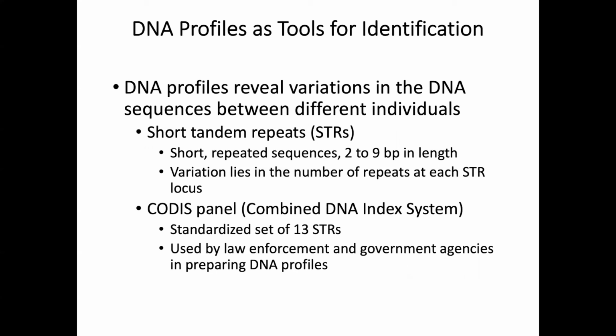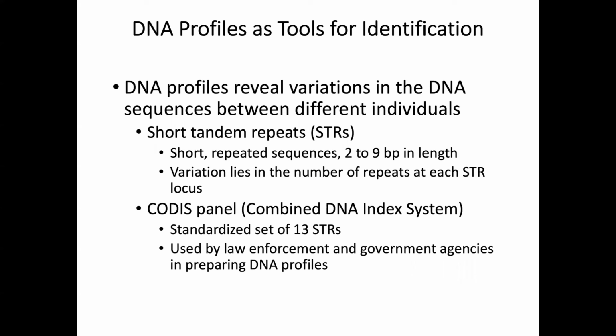The specific DNA sequences used for DNA profiling are called short tandem repeats, or STR. These are short repeated sequences that are 2 to 9 base pairs long, and in different people, the number of these repeats at each STR locus is variable. This allows law enforcement and government agencies to identify different people.